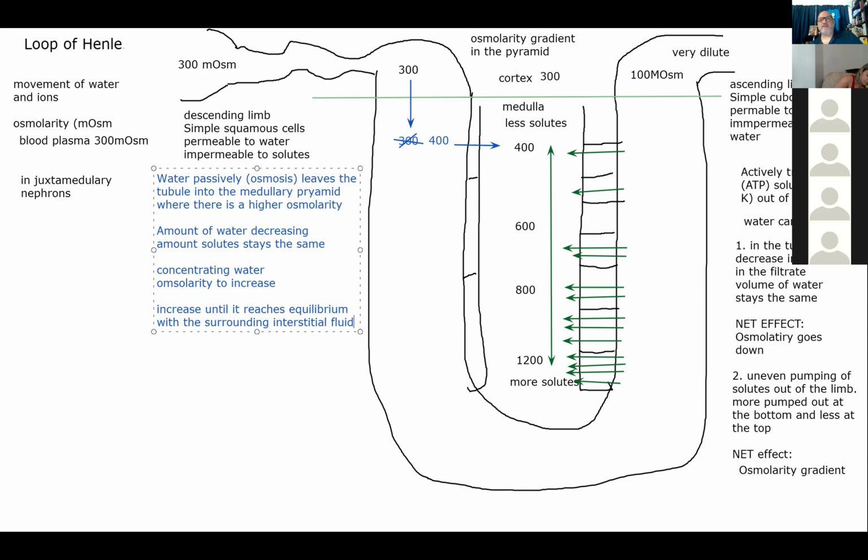So as our filtrate continues to flow down, by the time it reaches this point here, what is the osmolarity of our filtrate? 600. There you go. And here? 800. Excellent. And by the time it reaches the bottom, it is as concentrated as 1200 milliosmoles. Notice this is 4 times where it started.